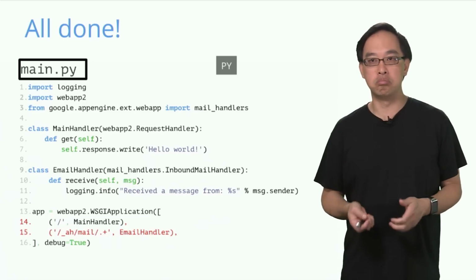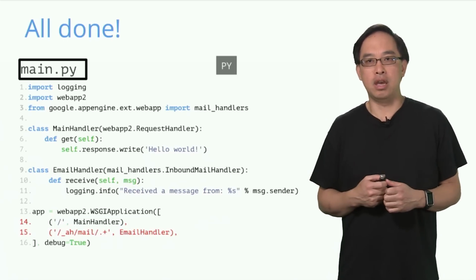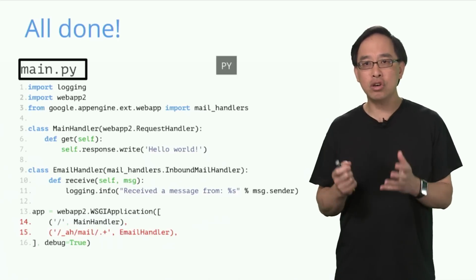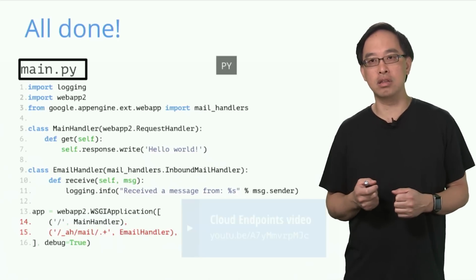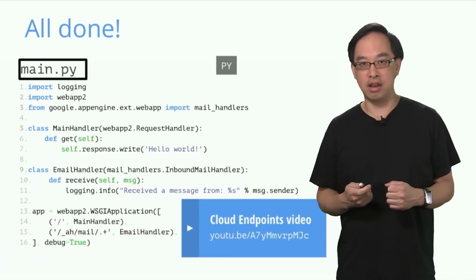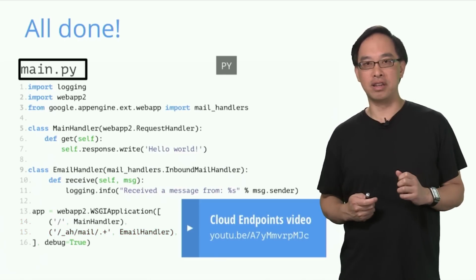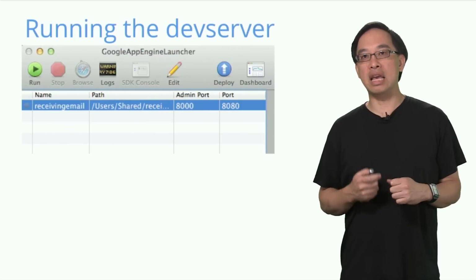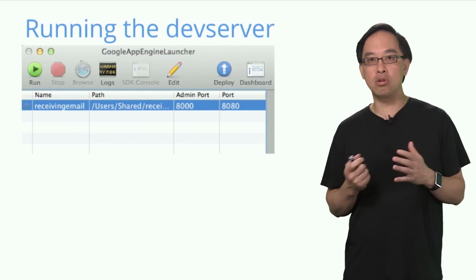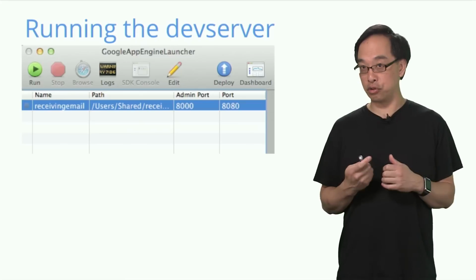We don't have a web app, unless you count the Hello World bit, and neither did we create an Android or iOS mobile client, right? But you could, and easily, by using Google Cloud Endpoints. You can click on the video there and check it out. All right, now let's run it. The App Engine SDK comes with a development server or devserver, which lets you run your app locally to test with before you deploy live to Google.